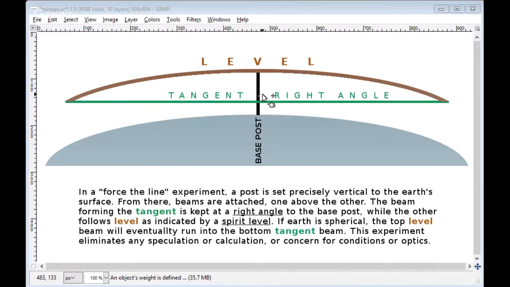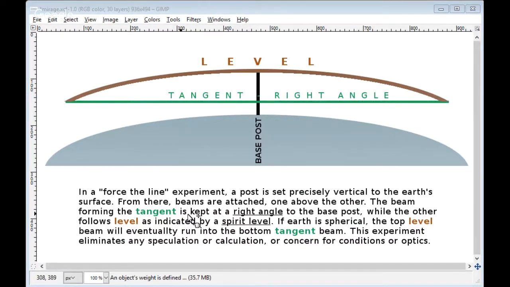Flat circle, ball, doesn't matter. It's a circular object, whether it has 2 or 3 dimensions, it has a radius. You go from the center to the edge, any edge, okay? That's a radius. So you put a post along the radius, that is to say, a right angle to the surface, okay? From there, you put out beams. Beams are attached one above the other.